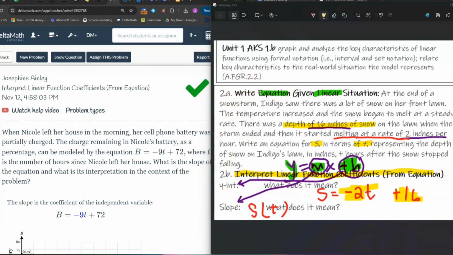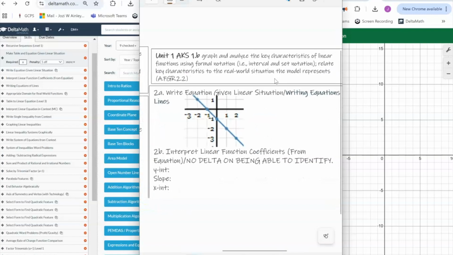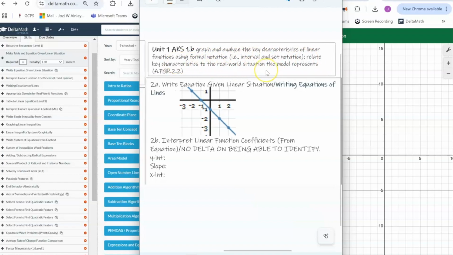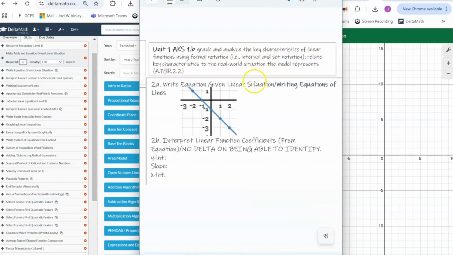Let's practice. All right, so now we're going to look at graph and analyze key characteristics of linear functions, including using formal notation, interval, and set notation, relate key characteristics to the real-world situation that the model represents. So last week we looked at it as writing it from context. This week we're looking at how do I write it from a graph, and then can I interpret what those things on the graph mean. So let's start by writing this from a graph.